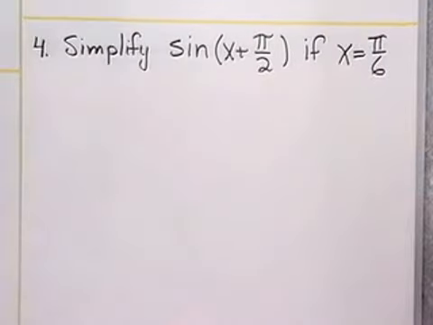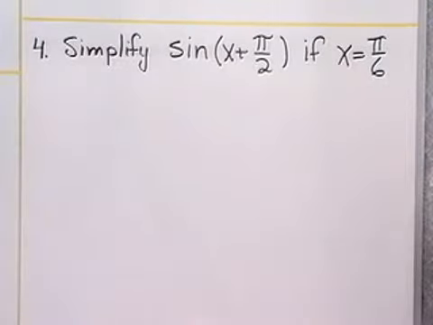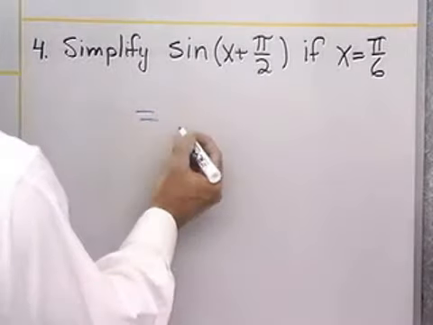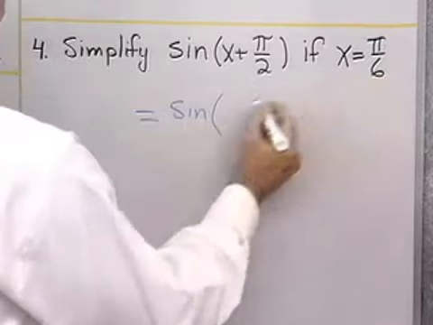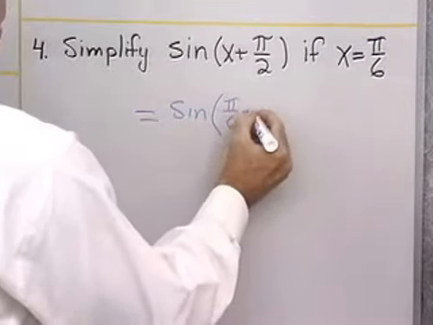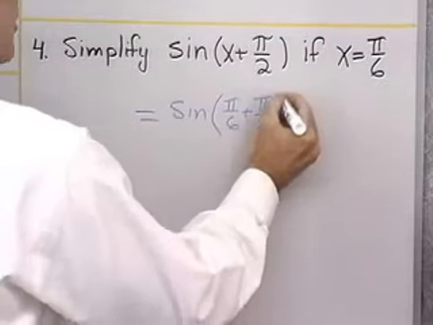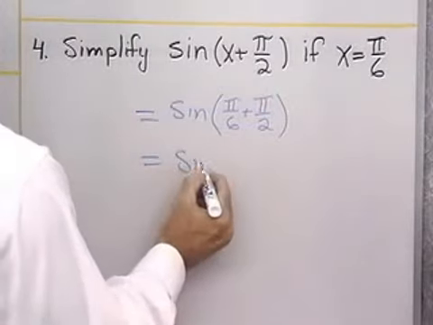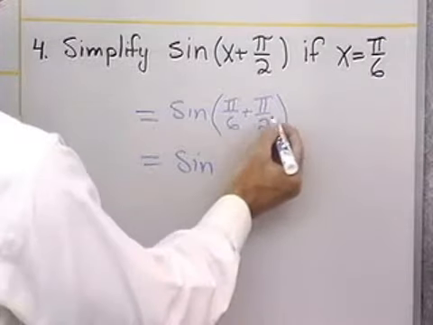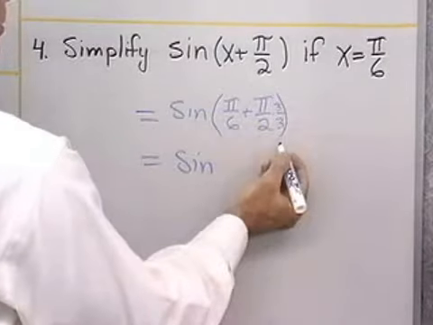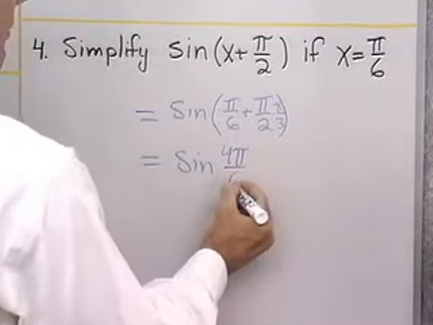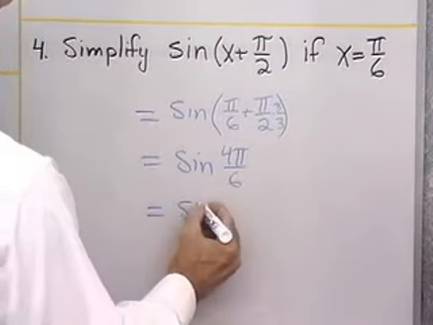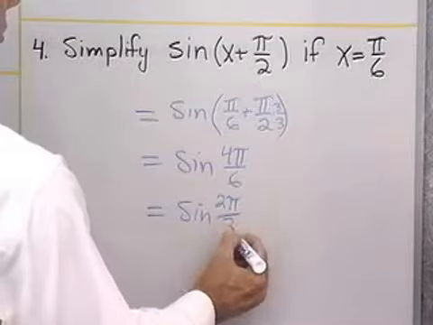Here's my next example. I want to simplify sine of x plus pi over 2 if x is equal to pi over 6. So let's just get a little experience here with adding radian measure angles. Sine of, okay, x is pi over 6. So I have pi over 6 plus pi over 2. So this will be sine of, let's see, a common denominator here is 6. I'll multiply this by 3 over 3. So I have 3 pi plus 1 pi is 4 pi over 6, which is sine of, I'll reduce that to lowest terms, 2 pi over 3.